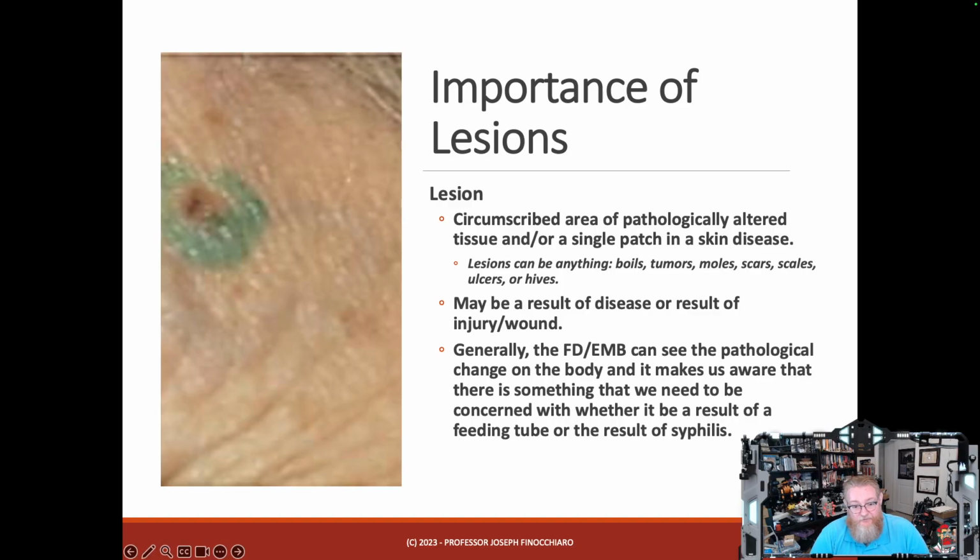Generally, the funeral director and embalmer can see the pathological change on the body, and it makes us aware that there is something that we need to be concerned with, whether it be a result of a feeding tube or the result of syphilis.